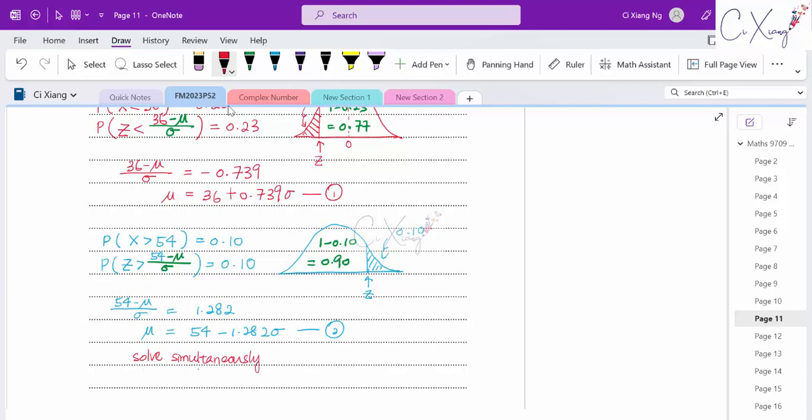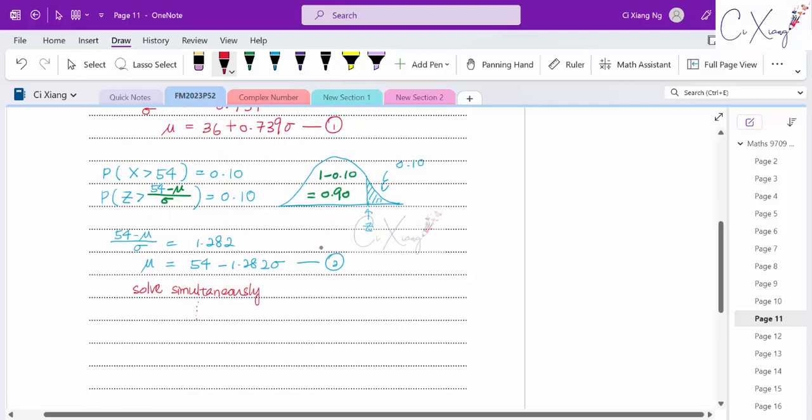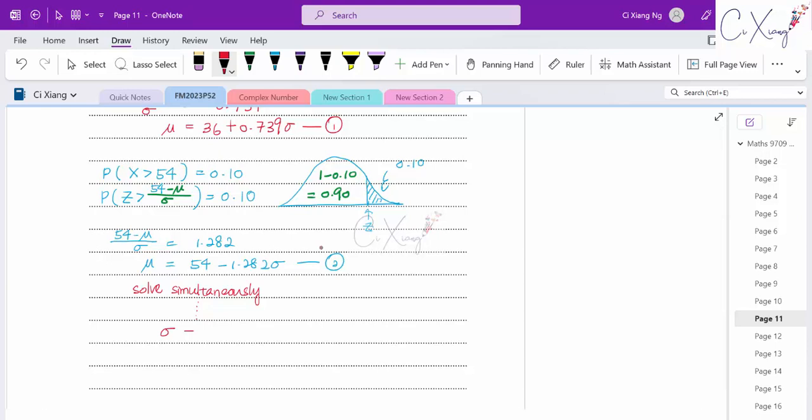I won't show the detailed steps here, so please solve it simultaneously. And by right, you should get the value of sigma first. For me, I get the sigma first. If I get the sigma value, it will be 8.91, correct to 3 significant figures.